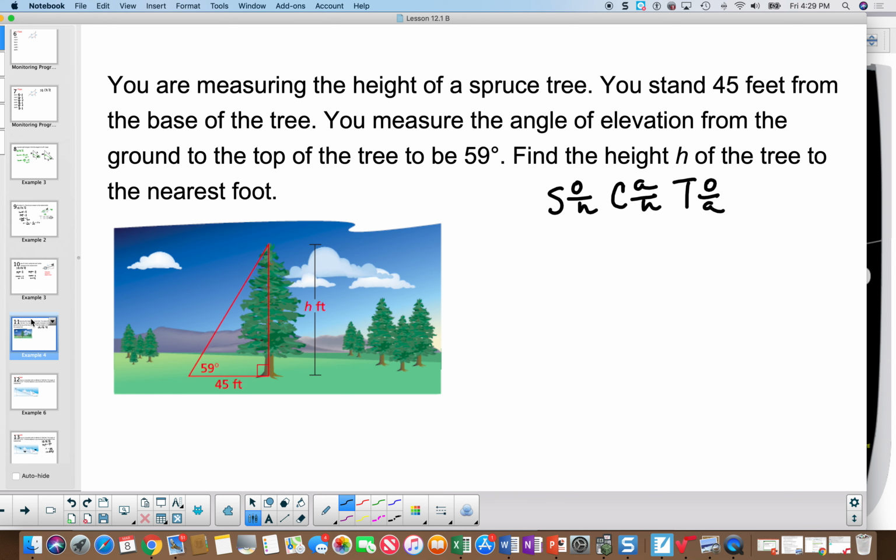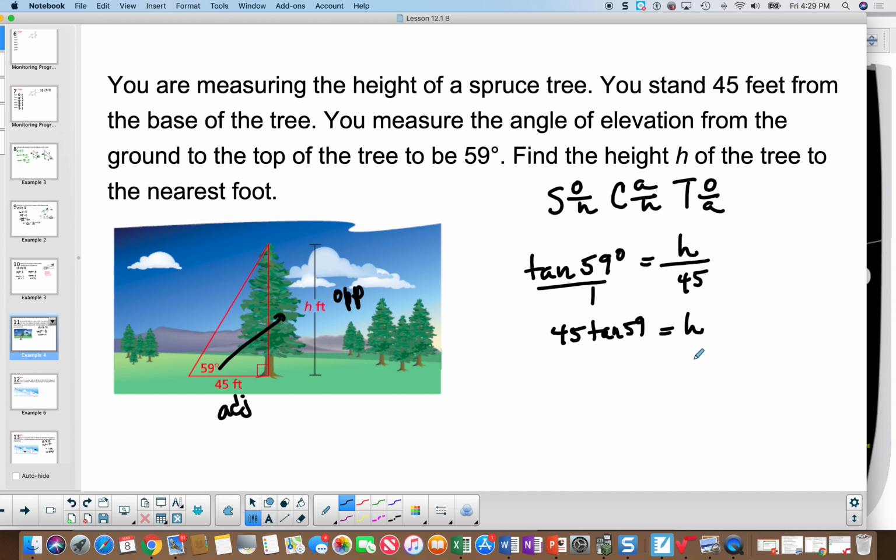Let's take a look at an application. We have an angle of elevation. This angle is where we're looking up, and we'd like to figure out the height. Now notice that we have an opposite, and we have an adjacent leg, so this looks like a candidate for tangent. So this is the tangent of 59 degrees is equal to h over 45. I'm going to make this look like a proportion, and then I'm going to cross multiply.